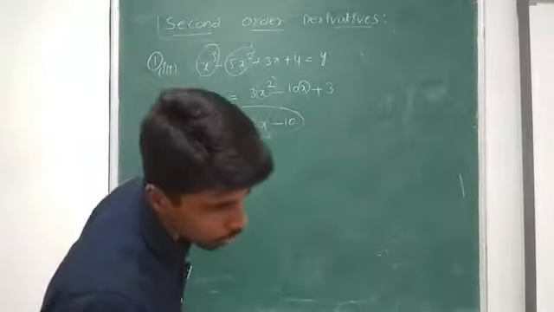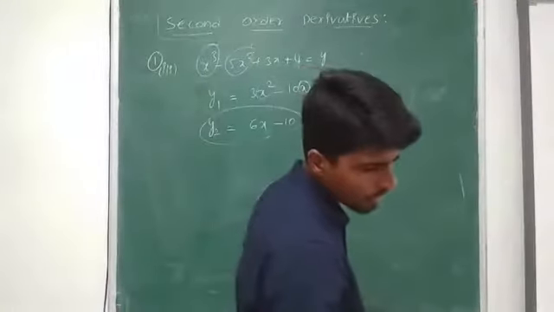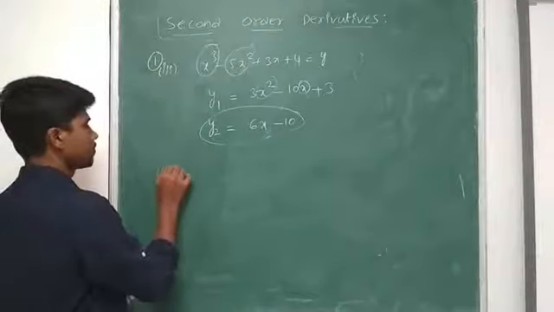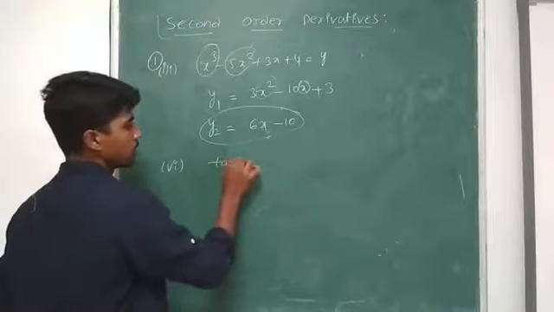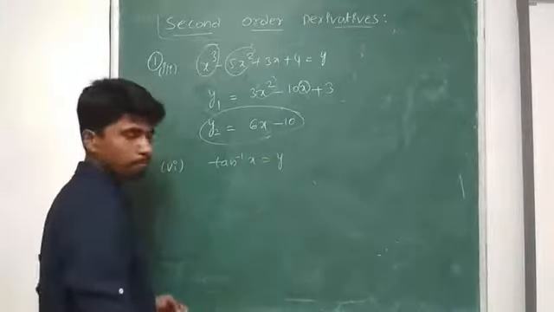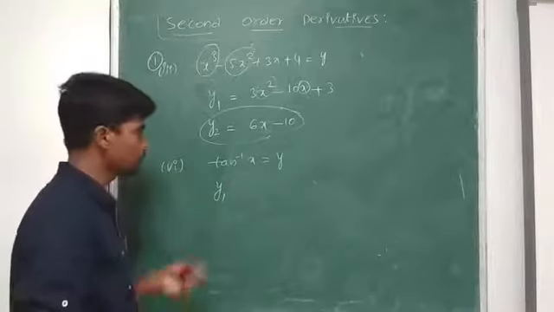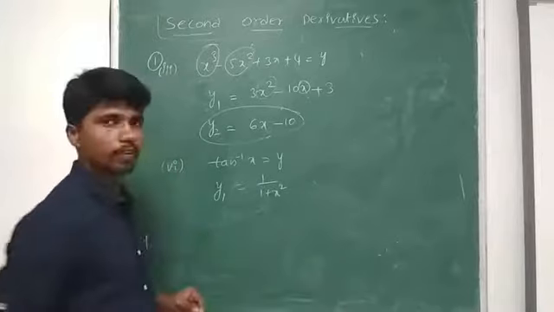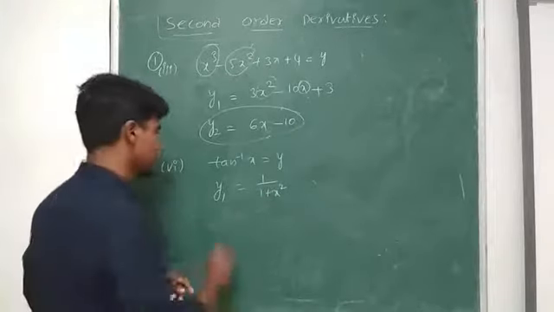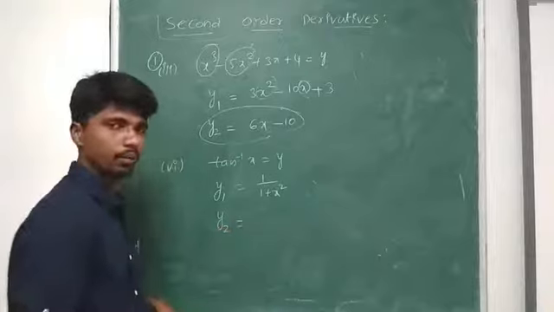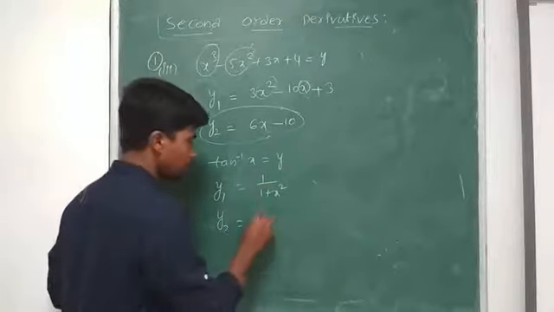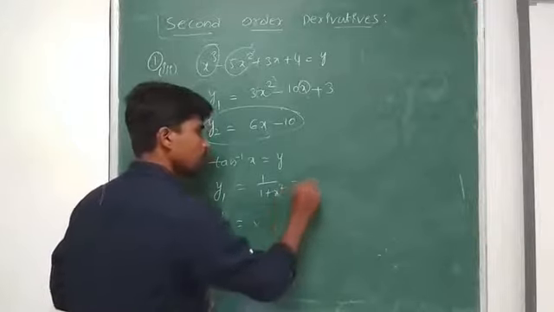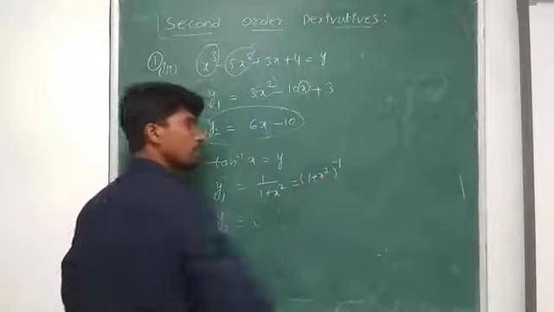So they have given one more question. Take the sixth one. Tan inverse of x. So let it be y. So y1, derivative of the given function with respect to x, is 1 by 1 plus x square. Tan inverse x derivative is 1 by 1 plus x square. Again derivative. So it is looking like 1 by, nothing but 1 plus x square to the power of minus 1.